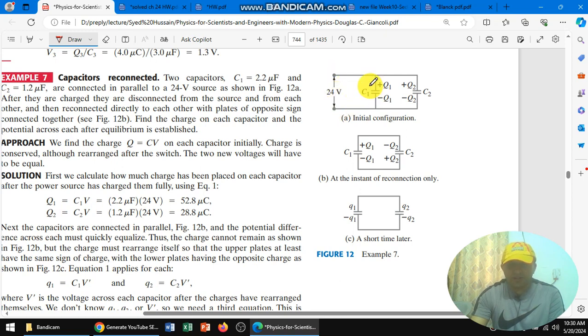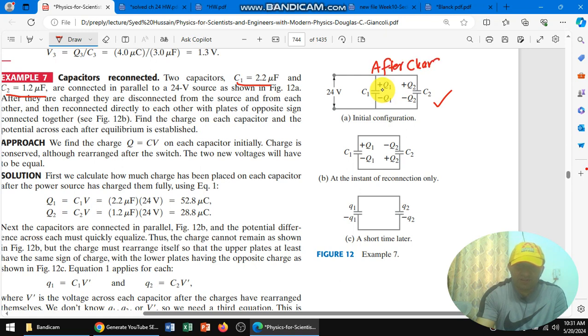And first we charge these capacitors C1 and C2. When the total charge develops on these two capacitors, the values of capacitance are also given. C1 is 2.2 microfarad and C2 is 1.2 microfarad. So this is the initial configuration. When the charge is completed on these two capacitors after charging, we disconnect this battery.